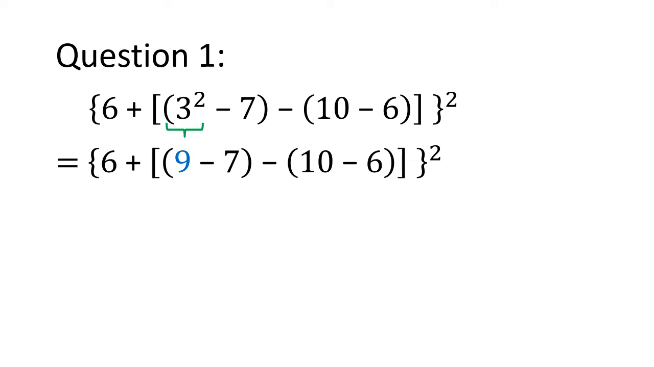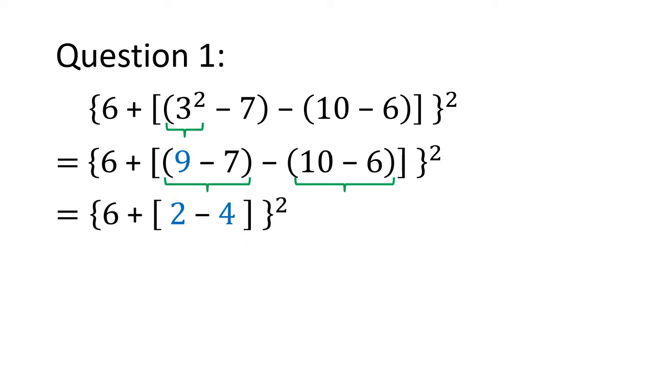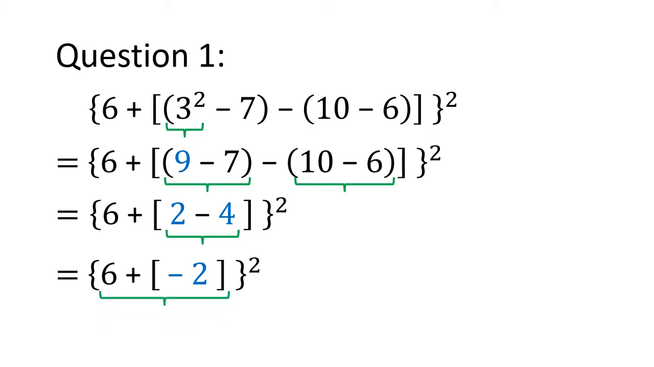Now we have subtractions inside the parentheses. So we need to do 9 minus 7, which is 2, and 10 minus 6, which is 4. Now we have brace 6 plus bracket 2 minus 4 squared. And there's a subtraction inside the brackets. So we need to do 2 minus 4, which is equal to negative 2. Then we have brace 6 plus bracket negative 2 squared. Then 6 plus negative 2 is equal to 4. We now have brace 4 squared, so the answer is 16.